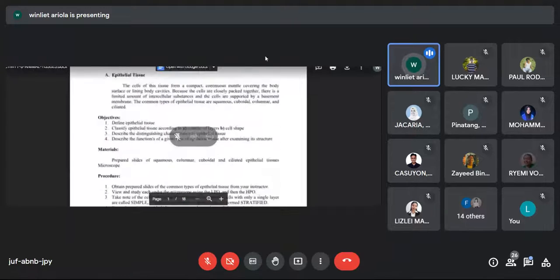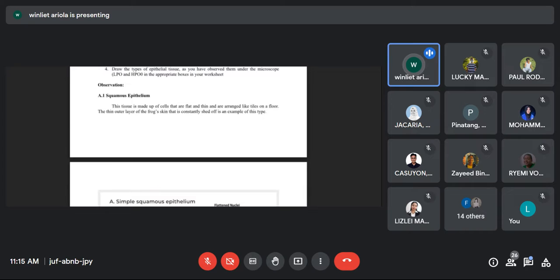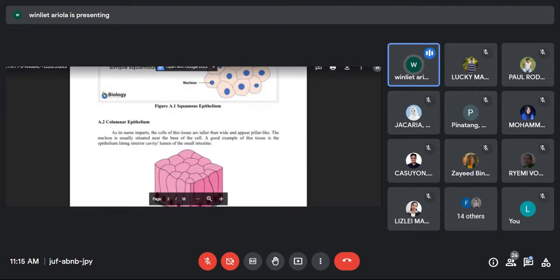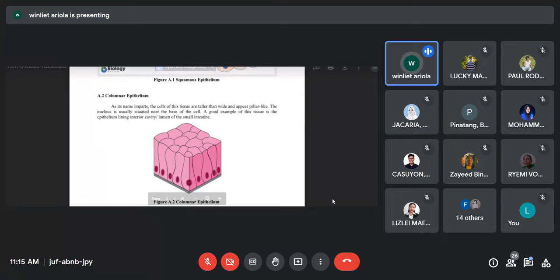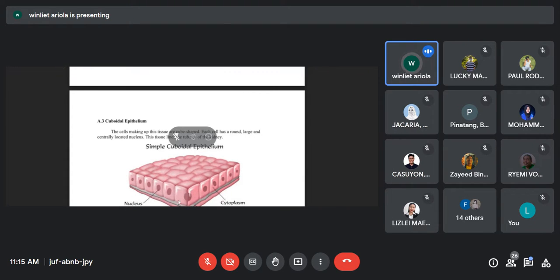So also, look at where these different epithelia can be found. Just like this one, the squamous epithelium. Where is it found in the body? The columnar epithelium, so here in the lumen of the small intestine, lining the interior cavity, things like that. So it might be out in the exam. Cuboidal epithelium, so it is found in the tubules of the kidney.